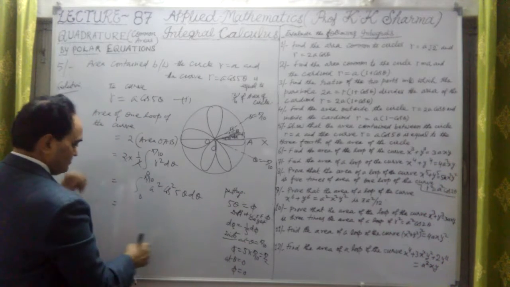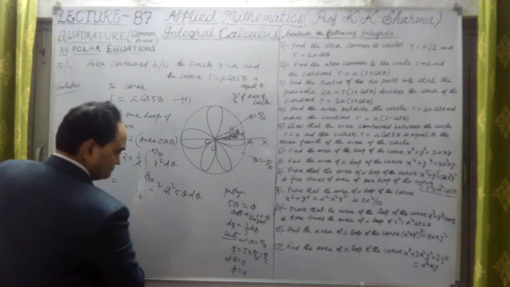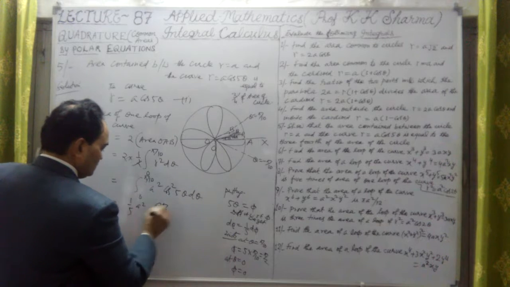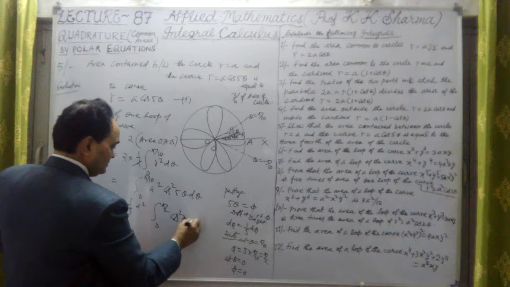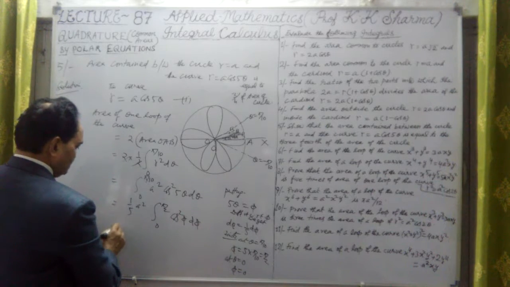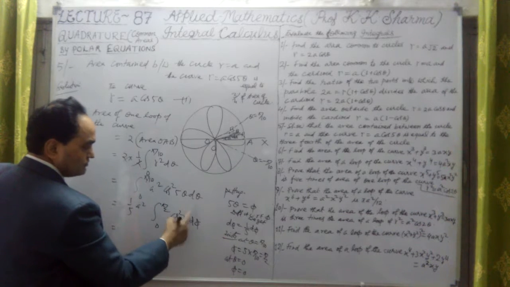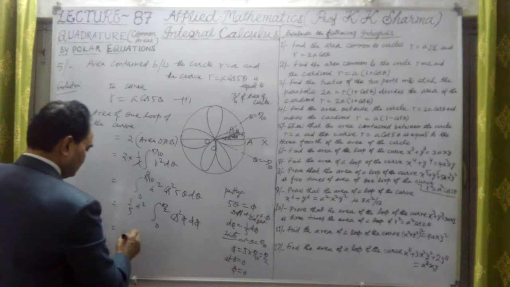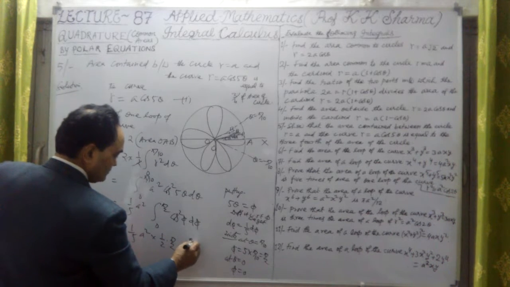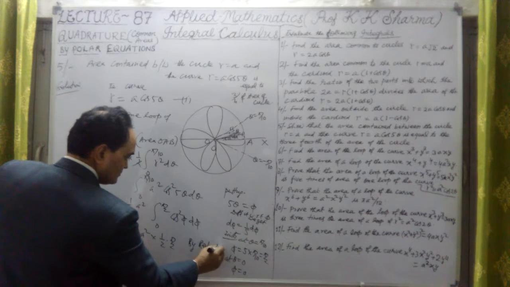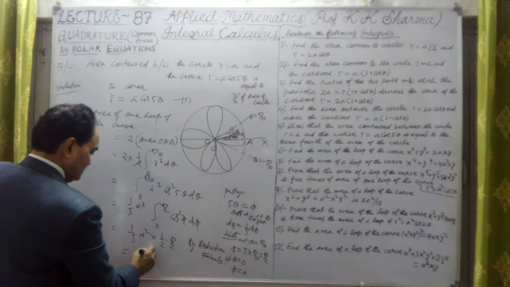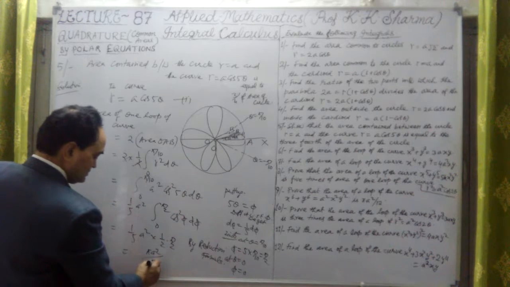The limits here are 0 to pi by 2. Taking 1/5 outside, this is 1/5 a square, integral from 0 to pi by 2 of cos square phi d phi. Now we can apply the reduction formula. This is 1/5 a square into 1/2 into pi by 2, by the reduction formula. This is nothing but pi a square upon 20, since 5 times 4 is 20. So this is the area of one loop.